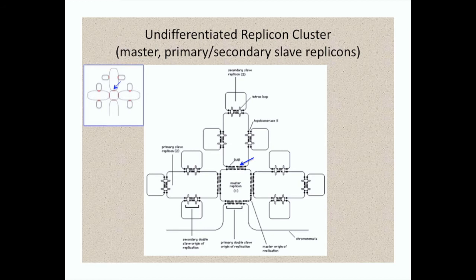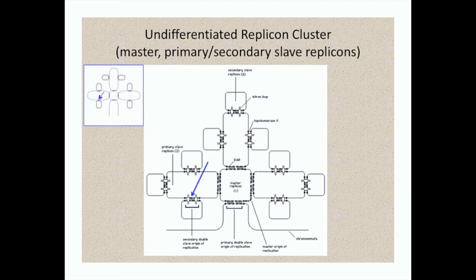Now these replicons are of 3 types. You have your center replicon, which will become the master replicon, and then you have 3 larger loops attached to it, and those 3 larger loops are called the primary slave replicons. And then you have 9 smaller replicons attached to those slave replicons, and they are called secondary slave replicons.